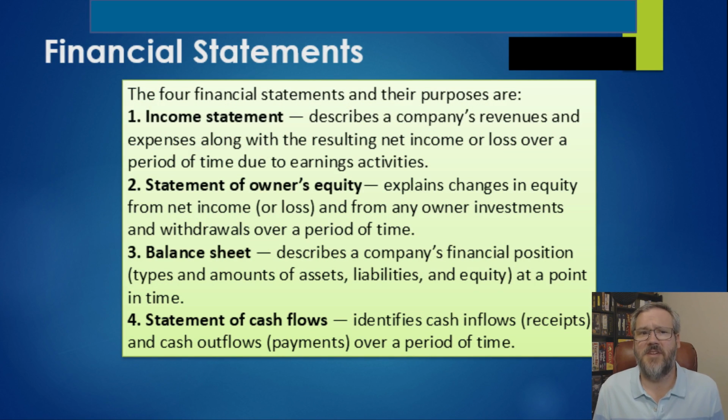Let's look at some financial statements real quick just to kind of close off this chapter. The 4 financial statements that we're going to look at and their purpose. The income statement describes the company's revenues and expenses along with the resulting net income or net loss. The income statement is summarizing a period of time, so we'll see an income statement published, let's say, for the month ending, because it's going to tell me the entire month's worth of revenues and expenses and total it down to a net income.